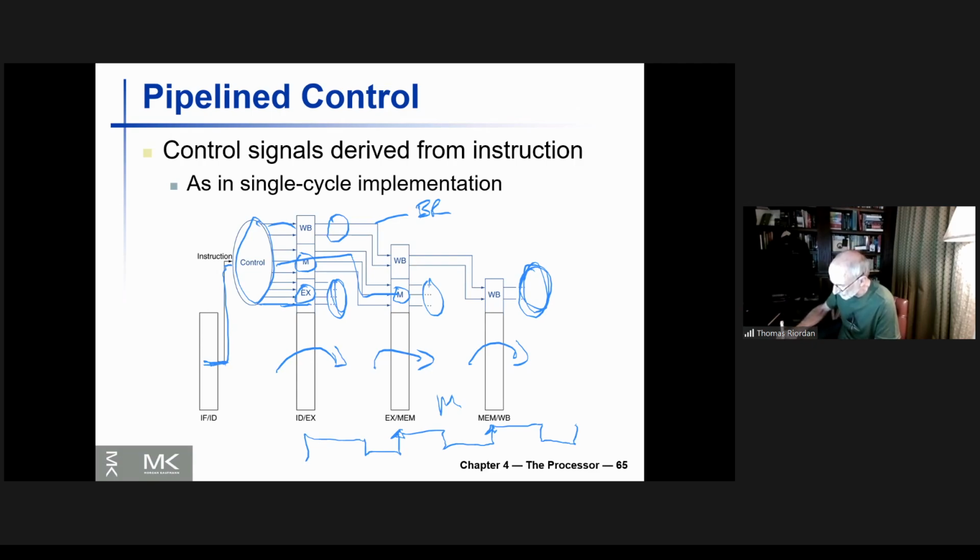So for example, here we need the write register file. That's the control signal we need during the write back stage. So we decoded it back here somewhere, and we pipelined it along until we got to here. And that will be true for all the control signals. You just keep them marching along with the instruction, with the data of the instruction, until you get to the end.